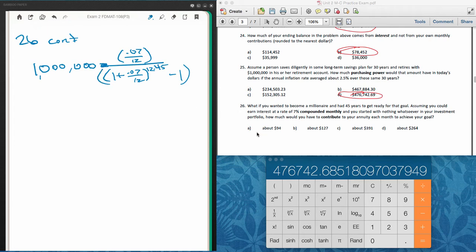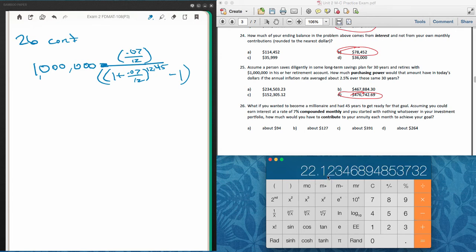And there we go. I want to do the bottom first, because then I can store that in memory, take the top, divide by the bottom. Okay? So I'm going to make sure my memory is cleared. We're going to do 12 times 45. I'm just going to do that to verify what that will be. So that's 540, so I'll remember that, 540 up there. So 0.07 divided by 12 gives us this value. We add a 1 to it. Then we raise it to the power of the 540 that we had already calculated previously, and minus a 1.